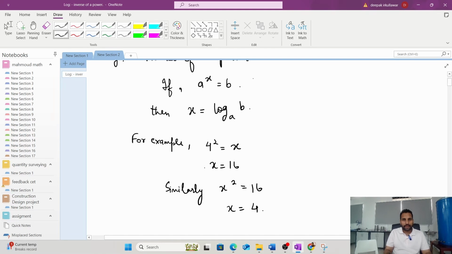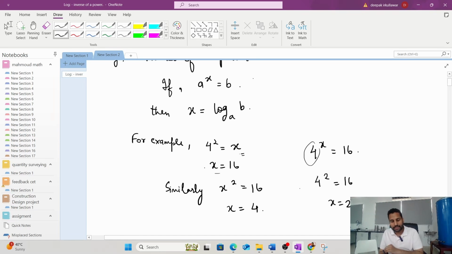So a to the power of x is equal to b, right? If you write a to the power of x equals b, you can find b. Similarly, suppose we write 4 to the power of x is equal to 16. We know 4 squared is 16, so 4 to the power of 2 is 16. That means your x is 2, right? This is very simple for such questions.